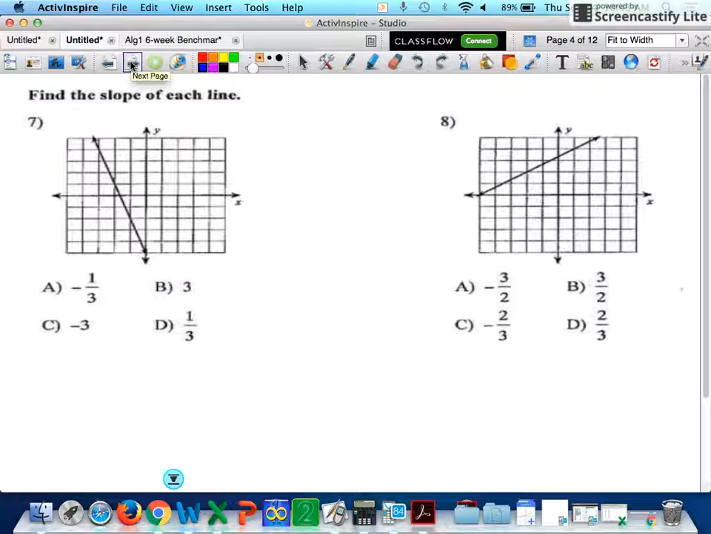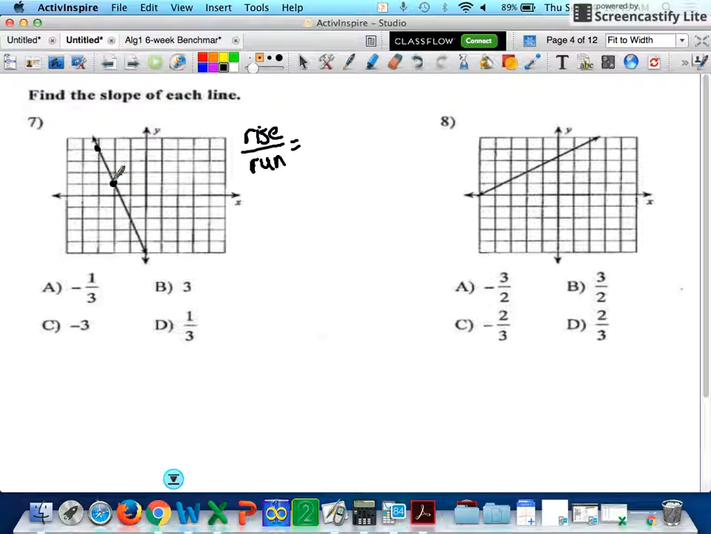For number 7, find the slope of each line. Well, to do this, when I'm given a graph, I just have to be able to count. So I need to identify 2 points. There's a point, there's a point. You could have also picked a point down here. You could have picked a point down here. Any of those will work. Now I'm just counting. I have to remember that slope is rise over run, which means change in y over change in x. So how much did I change in the y direction?